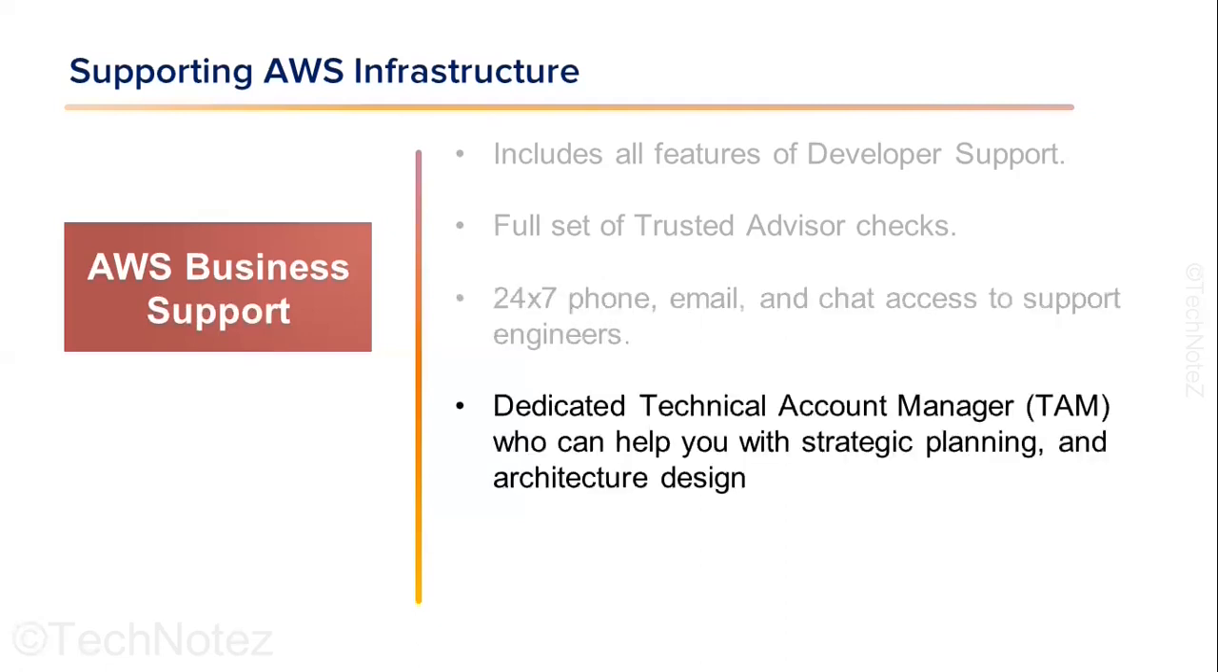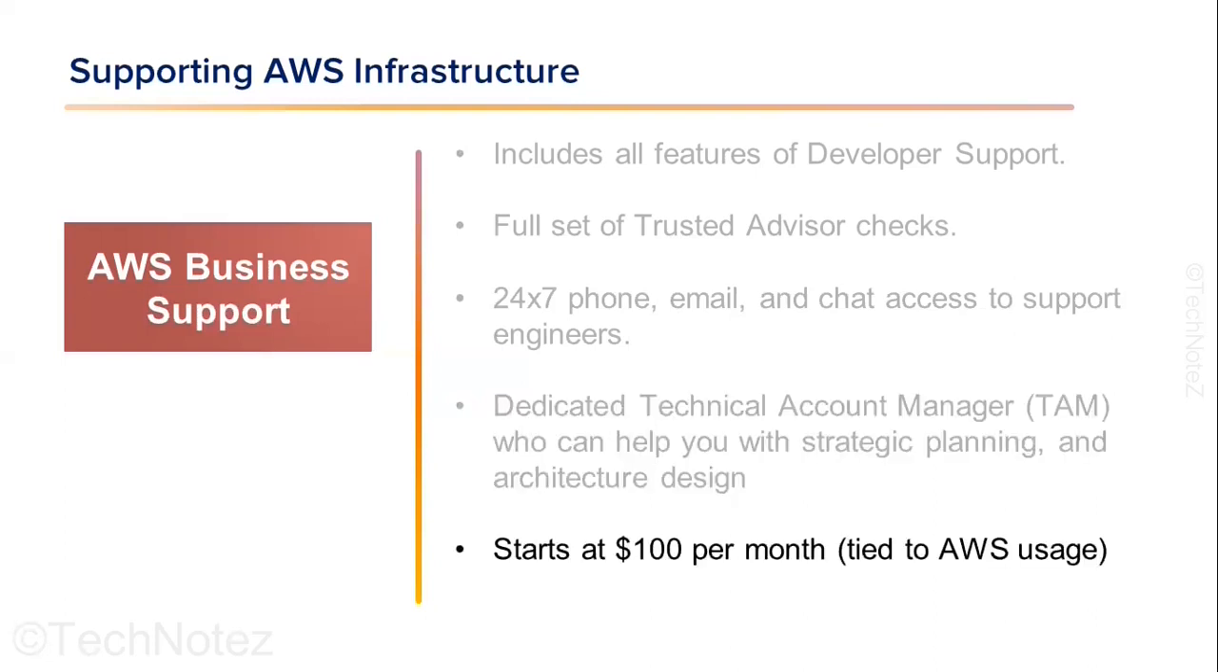With AWS Business Support, you have access to a dedicated technical account manager who can help you with strategic planning, architecture design, and operational best practices. So, if you are in a scenario where you want help deploying third-party software into AWS, this is the support tier that will help you. AWS Business Support starts at $100 per month and is tied to your AWS usage. So with more AWS users, you would end up paying more than just $100 per month.